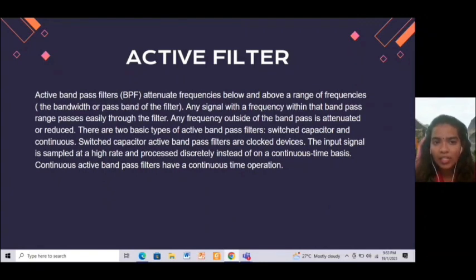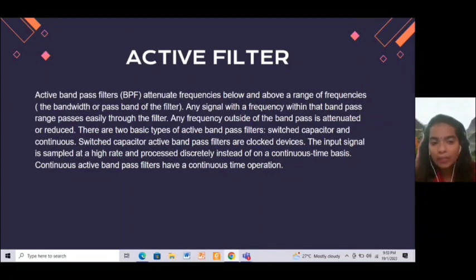An active bandpass filter attenuates frequencies below and above a range of frequencies. Any signal with a frequency within the bandpass range passes easily through the filter. Any frequency outside of the bandpass is attenuated or reduced.